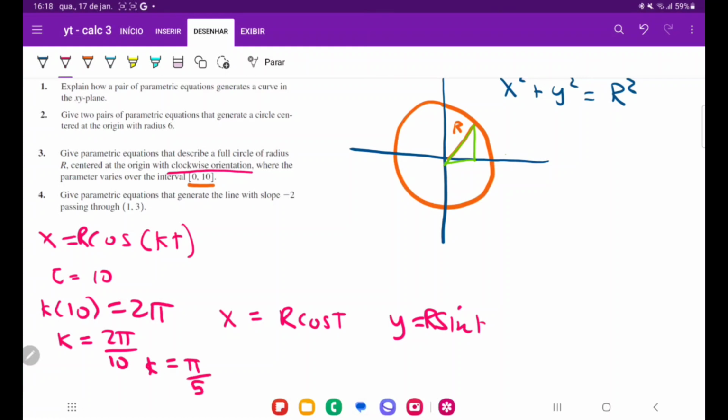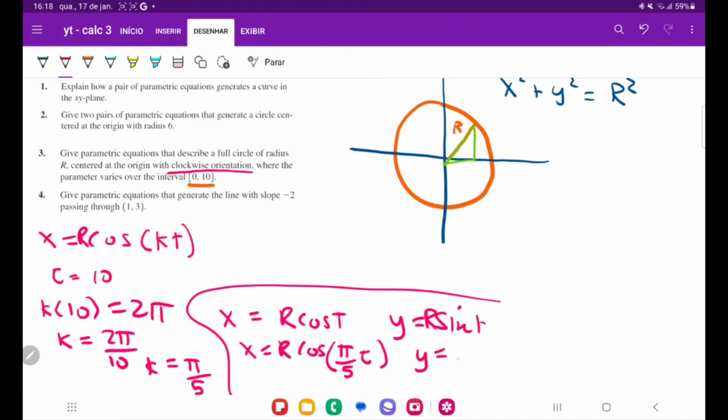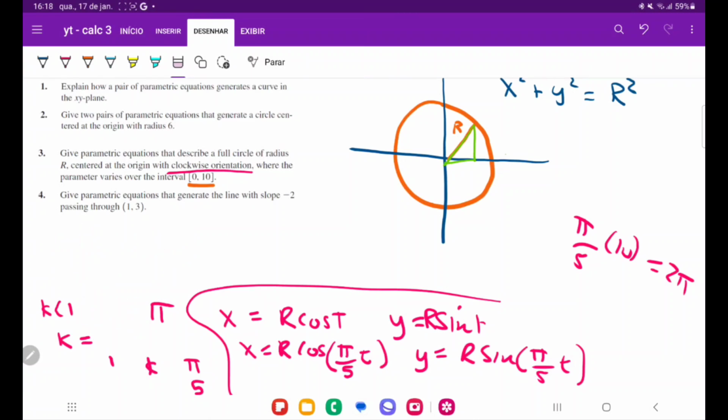So that's the concept of multiplication, right? So we can now improve this to x is equal to r times cosine of pi over 5 t, and y is equal to r sine of pi over 5 t. Because you can see that if we plug in 10 here, we're going to have pi over 5 times 10, which is the same thing as 2 pi. So that guarantees that it will do a full circle whenever we reach 10. So that's a neat little trick of making the input, we force it to be equal to 2 pi, right, whenever t is equal to 10.